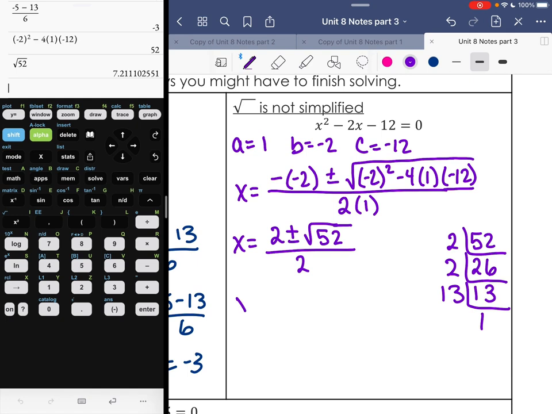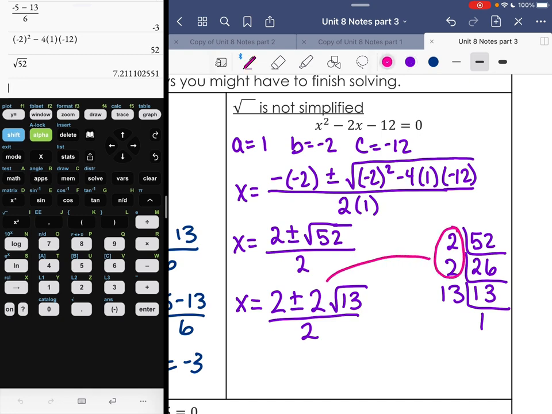So we do have a pair of 2's. That means we're going to have a 2 on the outside and 13 back in the square root. Okay, so we have 2 plus or minus 2 square root of 13 over 2 for our simplified square root. Remember that this pair of 2's gives us this outside 2, and this 13, because it doesn't have a mate, has to go back in the radical symbol.